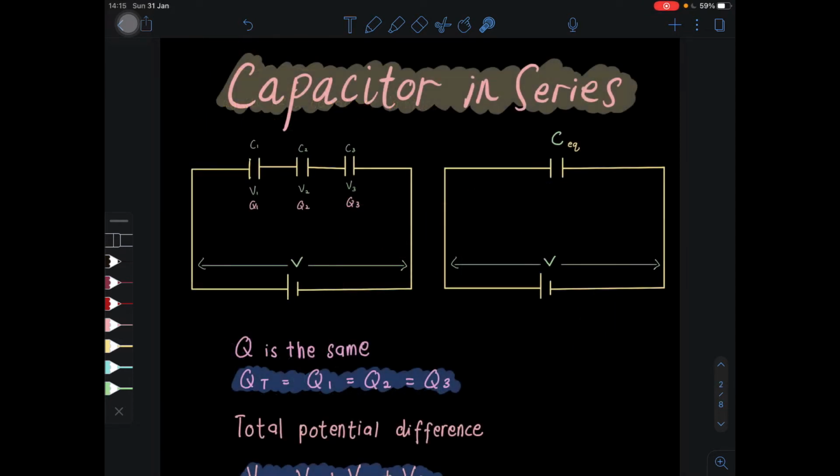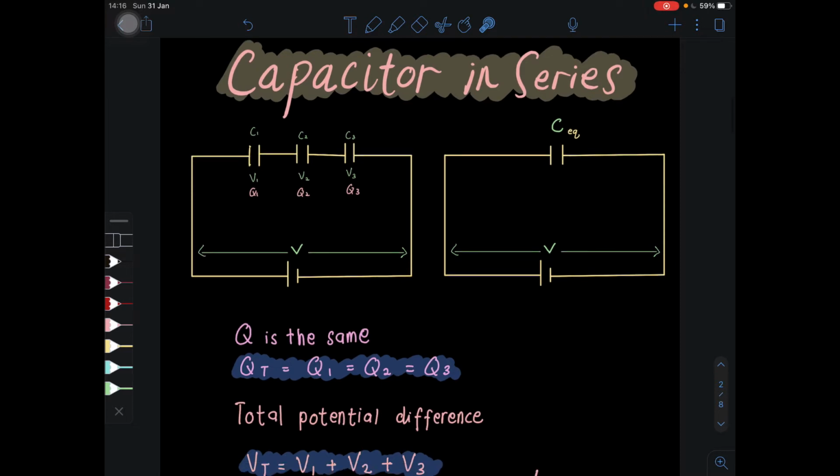Okay, now we look at capacitor in series. So let's say we have 3 capacitors, and these capacitors are connected in series to a battery here. Okay, kita connect 3 capacitor ke battery dekat sini. So setiap capacitor ni akan ada value capacitance dia sendiri. When these capacitors are connected in series, the charge across all of these 3, which is Q1, Q2 and Q3, is the same. Charge tidak akan berubah, dia akan sama.